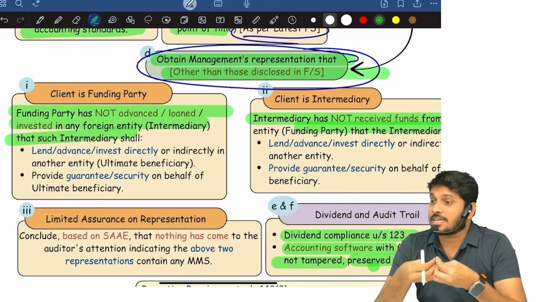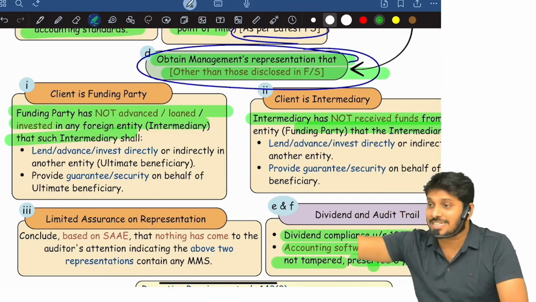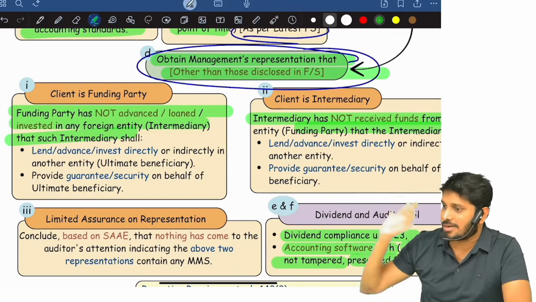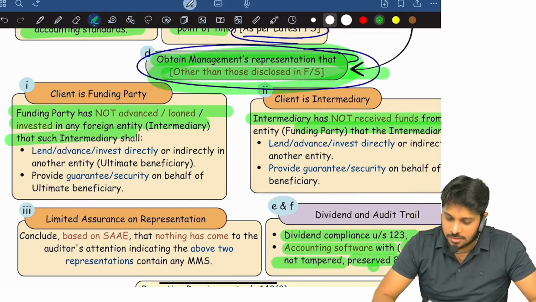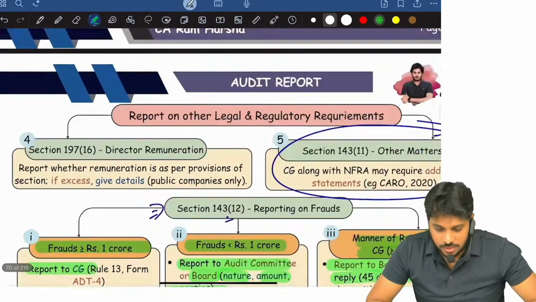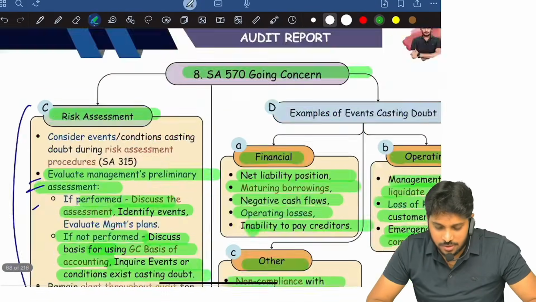You just have to take a representation that other than what is disclosed in financial statements, there are no other transactions like this. Get a declaration that they are all completely disclosed. That's it. It's only about representation. Are you clear? All of you? Next. So that's it. Duty to inquire, 6 matters. That also I'll cover once.